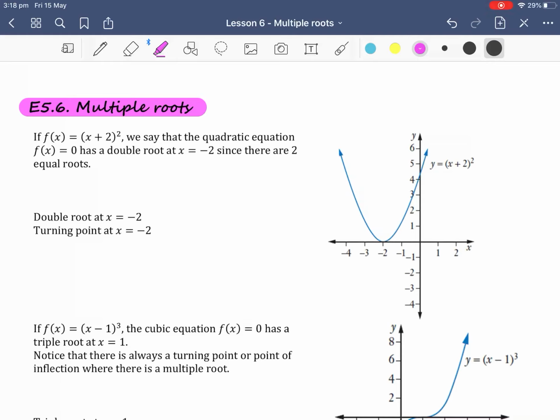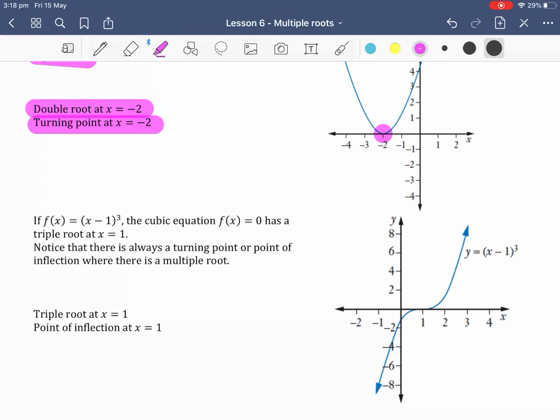Today we're continuing on with the topic of polynomials and we're learning about multiple roots. If the function f(x) equals (x + 2) all squared, we say that the quadratic equation f(x) = 0 has a double root at x equals negative 2, since there are two equal roots. When it has a double root at x equals negative 2, it bounces off the point, and it has a turning point.